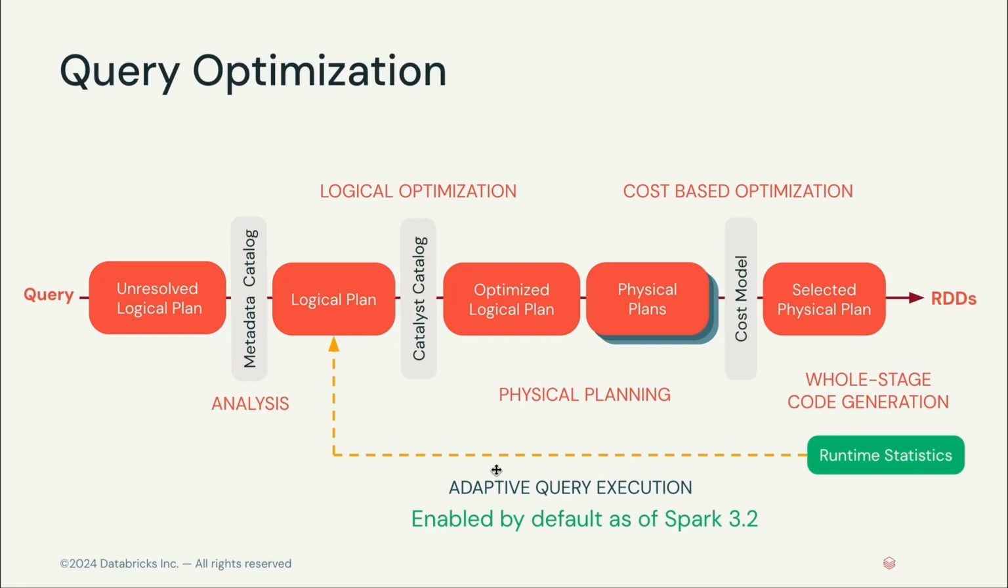Now, along with this, we have adaptive query execution, which has been enabled by default as of Spark 3.2, where there's also going to be some runtime statistics that are going to help with this logical plan, right?